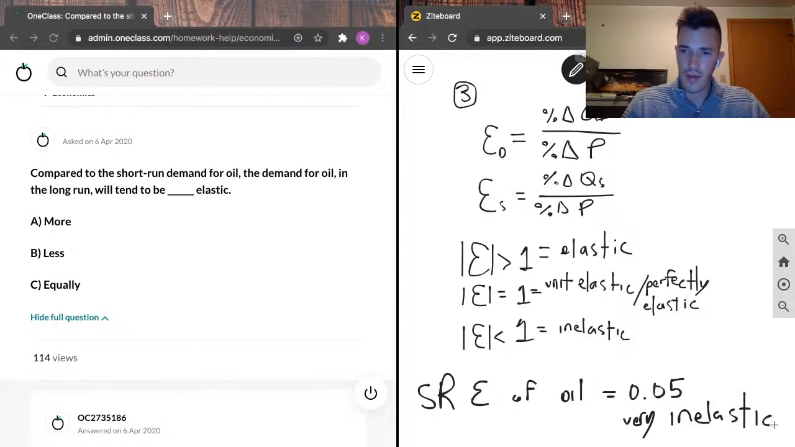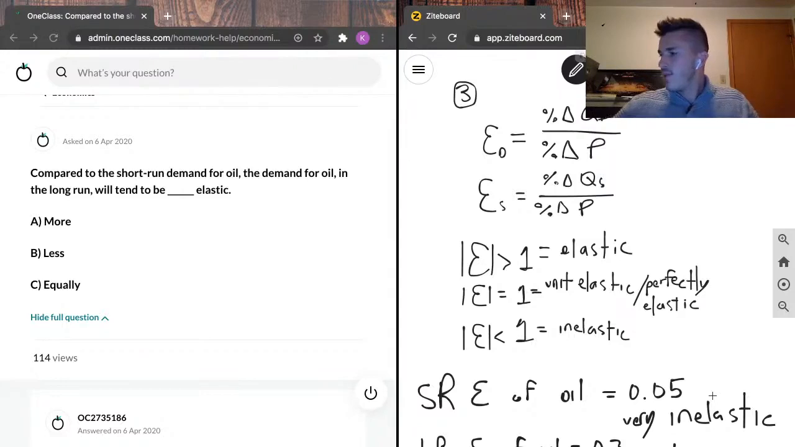And the long run demand for oil, the long run elasticity of oil is about 0.3. So it is still inelastic, still quite inelastic at that, but it is more elastic than it is in the short run. Give you guys a second to take a picture of that if you need, before we carry on here.